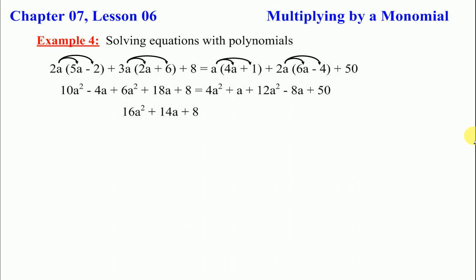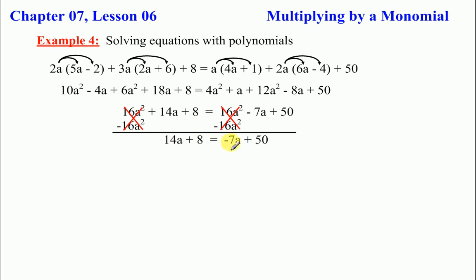Okay, so after combining like terms, on the left side I get 16a squared plus 14a plus 8. On the other side we're going to combine like terms. 4a squared goes with 12a squared. Put those together, we get 16a squared minus 7a plus 50. Now I'm going to bring the variables to one side, so eliminate the variable on this side. In this case it happens to eliminate it on the other side too, so I'll end up with 14a plus 8 equals negative 7a plus 50.